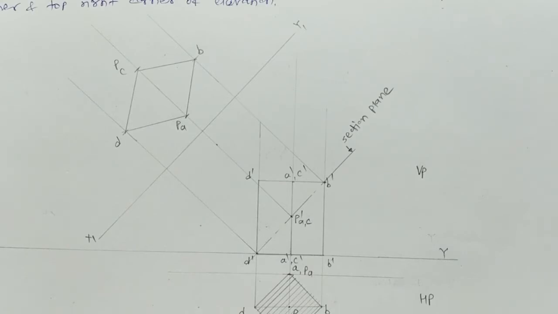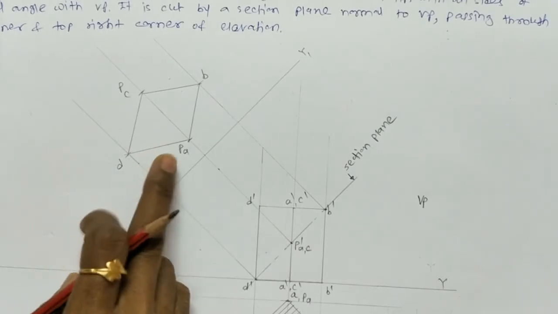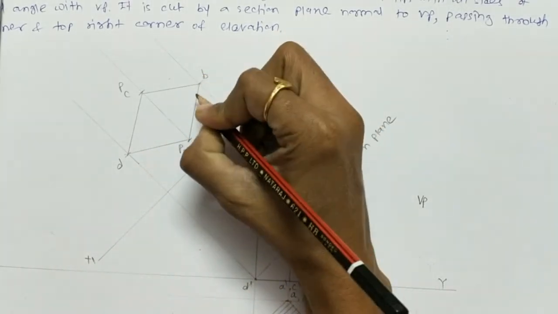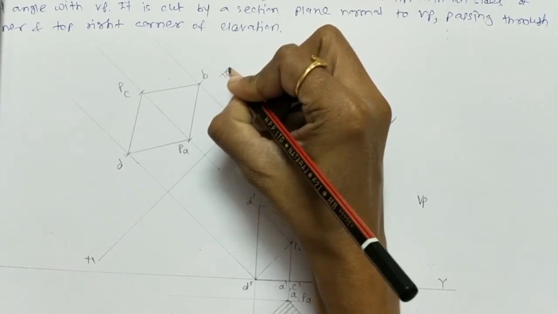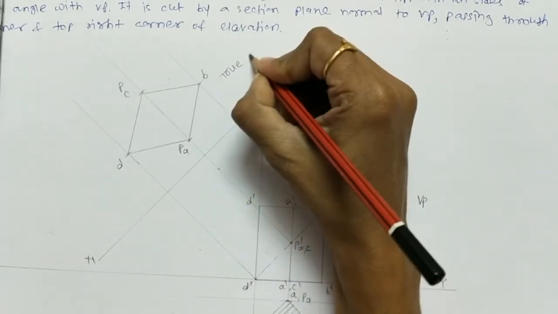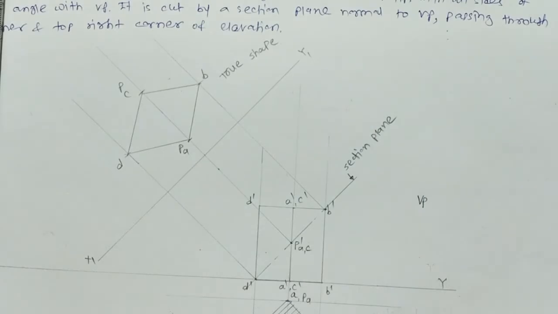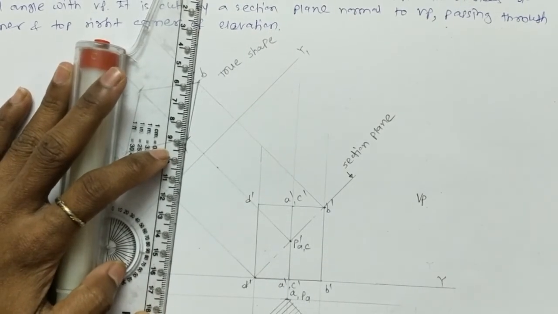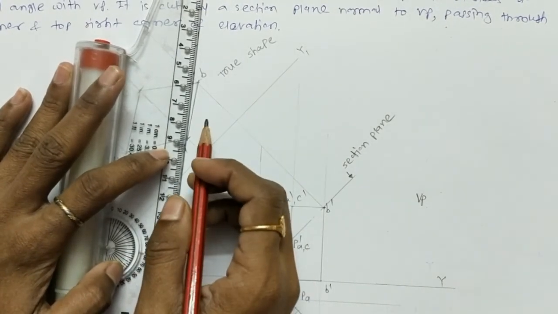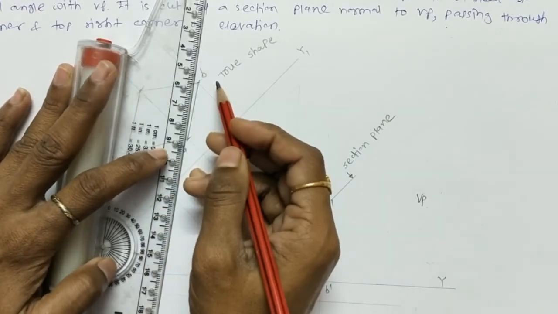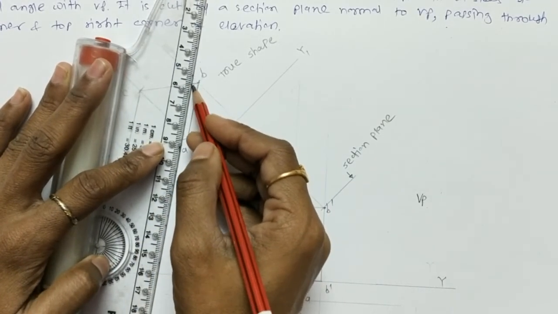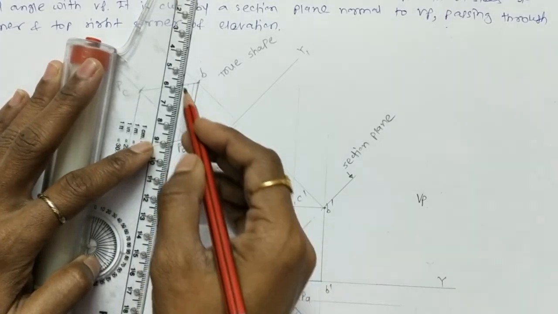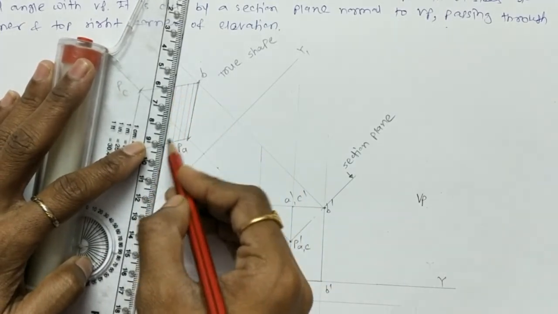And now draw hatching to this true shape. So this is the true shape. Right here true shape. Now do the hatching to this true shape. Like this.